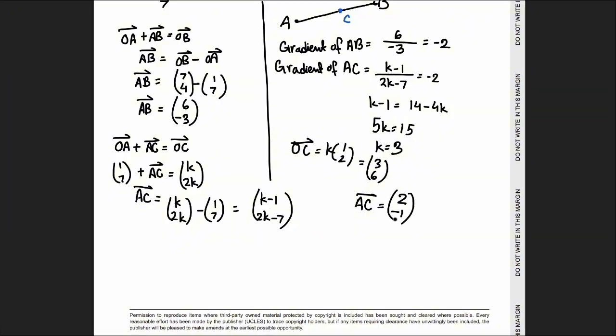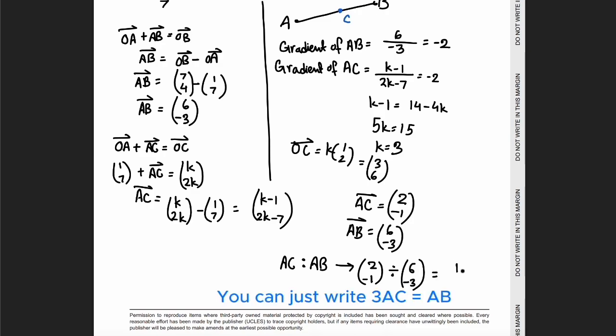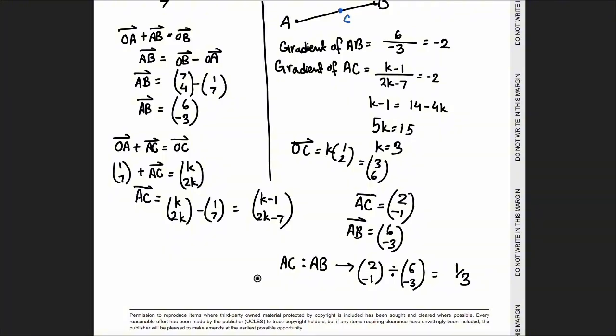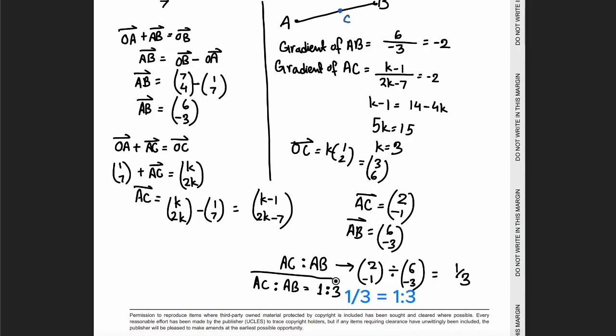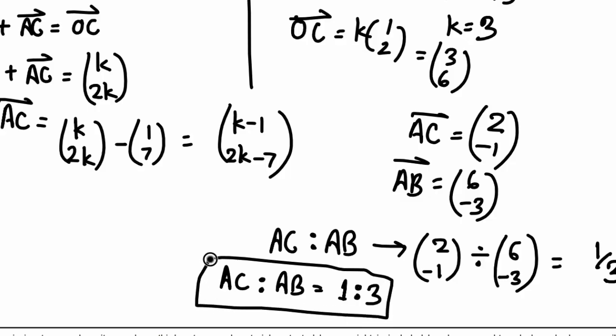That is great. Alright, so AC is just 3 minus 1, 2, and 2 times 3, that is 6, minus 7 is minus 1. And AB is 6, minus 3. So AC and AB can be obtained by dividing these vectors. I don't know if we can divide these vectors, but you get 1 is to 3. So AC is to AB is equal to 1 is to 3, and that is our final answer.